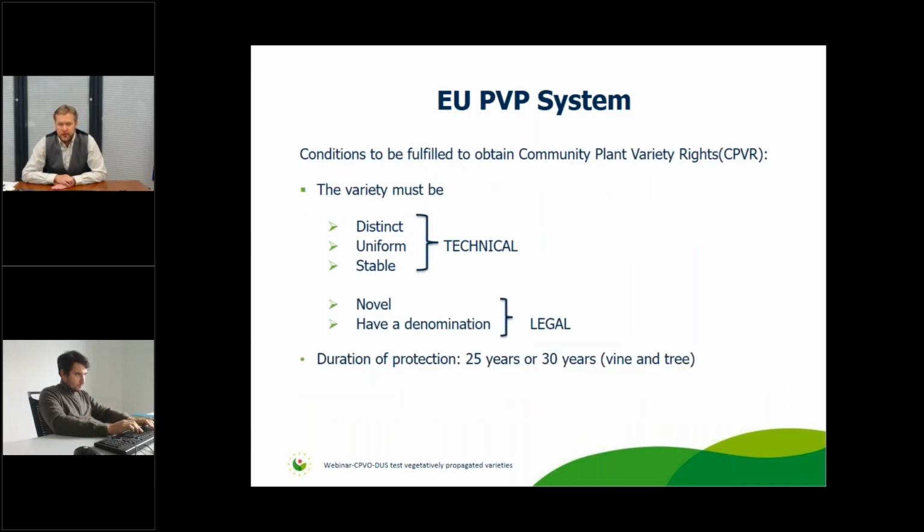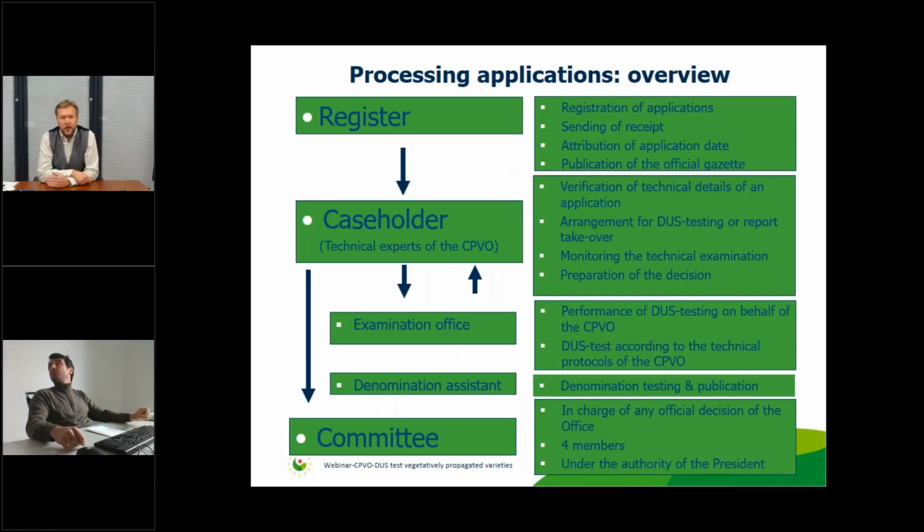The only conditions to be complied with to obtain a community plant variety right are: the variety must be distinct, uniform, and stable, in short, DUS. You will hear that abbreviation again and again. And the variety needs to be novel and must have a suitable denomination. Once the rights are granted, they are valid for 25 years, and in case of vine and tree varieties for 30 years.